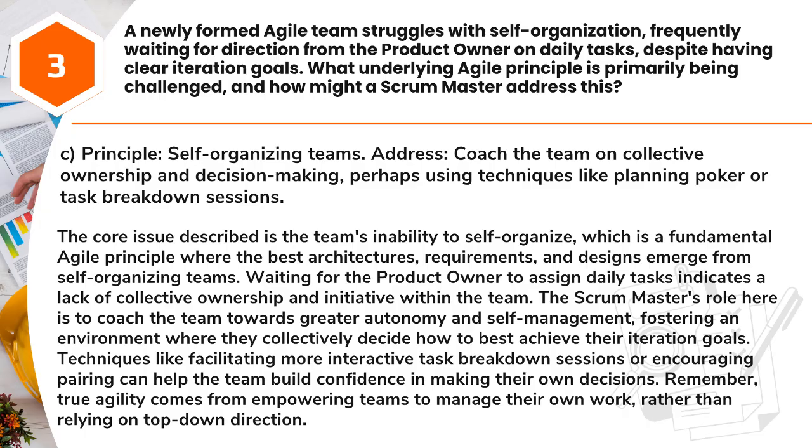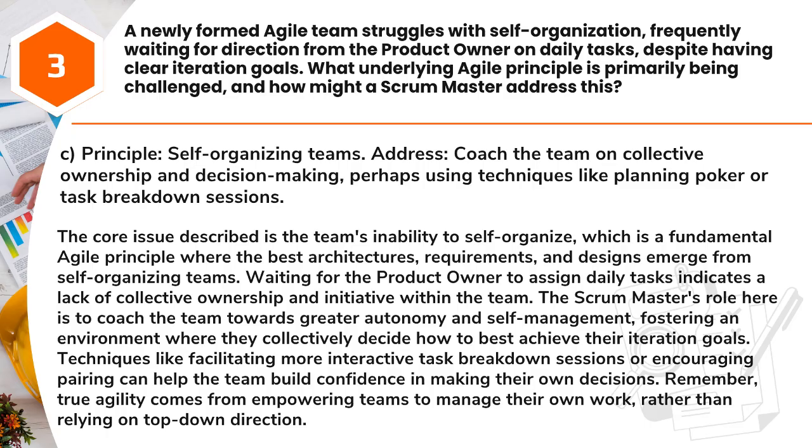Answer: C. Principle: self-organizing teams. Address: coach the team on collective ownership and decision-making, perhaps using techniques like planning poker or task breakdown sessions. The core issue described is the team's inability to self-organize, which is a fundamental Agile principle where the best architectures, requirements, and designs emerge from self-organizing teams. Waiting for the product owner to assign daily tasks indicates a lack of collective ownership and initiative within the team.